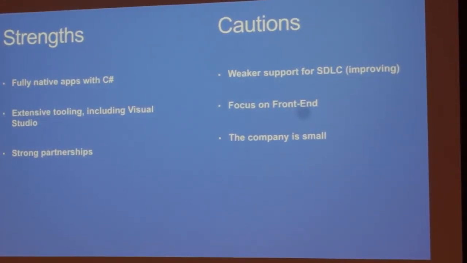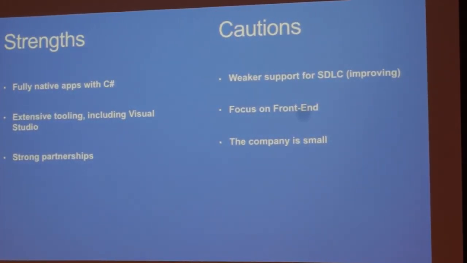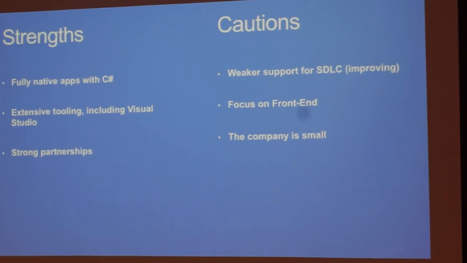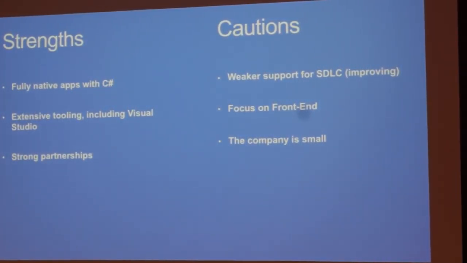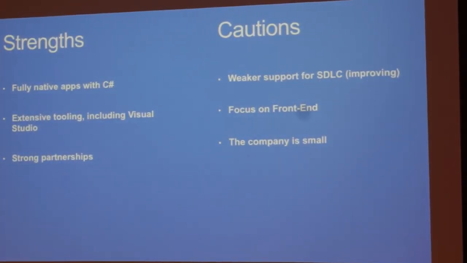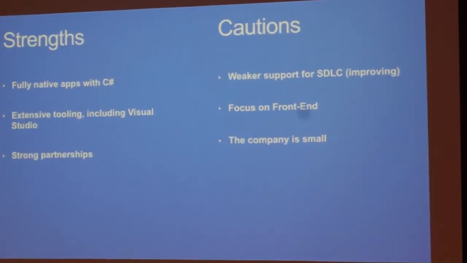But in summary, basically what they're saying here is the strengths are that you can build fully native apps with C#. The bits that actually execute on the phone in the CPU are native bits. It's not an interpreted layer. It's compiled down to a native app. Extensive tooling, including Visual Studio that we all know and love, and they have strong partnerships in the industry with component builders. You'll see a lot of that with Microsoft and the Visual Studio 2015 product.